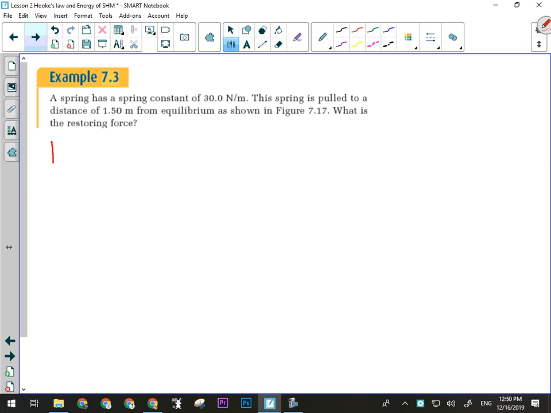So they just gave me the spring is pulled 1.50 meters from equilibrium. What did they give me there? X. What is the restoring force? What formula calculates restoring force? Right, Hooke's law. F equals negative K times X.